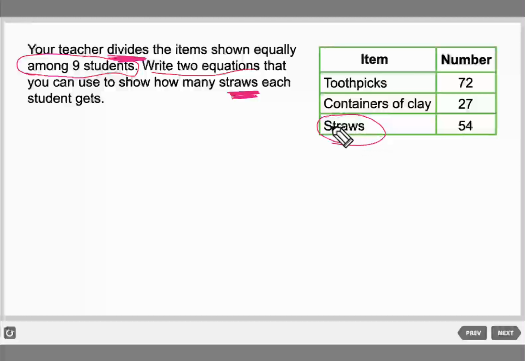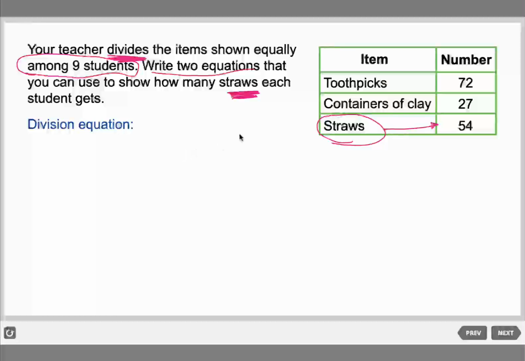So to show how many straws each student gets, we have the total number of straws. What is the total number of straws? 54. So let's start writing the equations. The first equation that we need is the division equation. Khalid, give me the division equation. The total is 54, and you are dividing the 54 among 9 students equally.